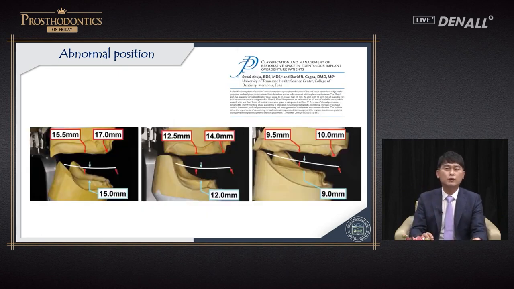This is a famous paper. It talks about the vertical bone defect when it is 15 millimeters or more. It says a fixed prosthesis should not be chosen. For 12.5 millimeters, you need to think about it more, and for 9.5, you can do it. In the third picture, vertically it's 9.5 millimeters.